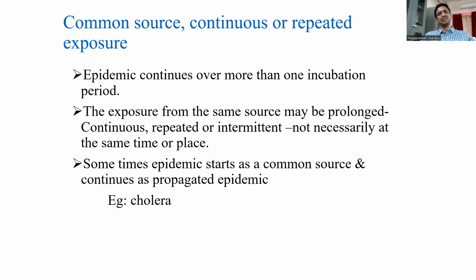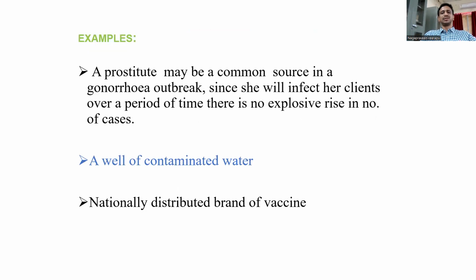Sexually transmitted diseases are also common. A commercial sex worker having some type of sexually transmitted disease can affect several clients. Repeatedly, several clients approaching her will be infected, and they may also infect others. Like that, it is a common source, continuous exposure. It may be a repeated exposure, and it may get propagated to others also.